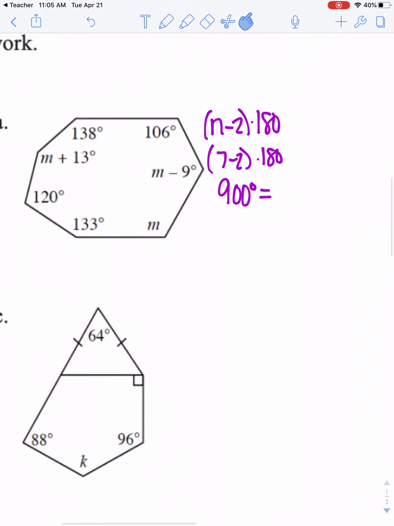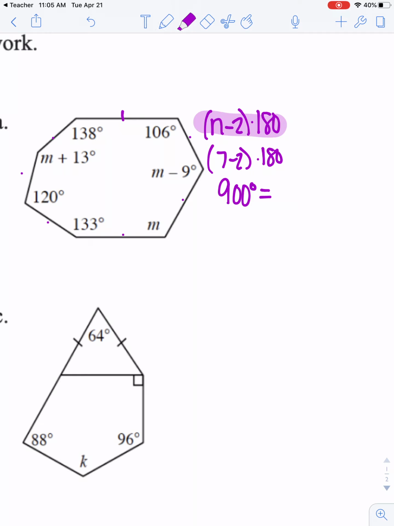So I'm going to use the formula for the sum of the interior angles of a polygon, which is n minus 2 times 180. I go around and I count, and there's 1, 2, 3, 4, 5, 6, 7 sides. So I'm going to take 7 minus 2, which is 5, times 180. So that's a total of 900 degrees.